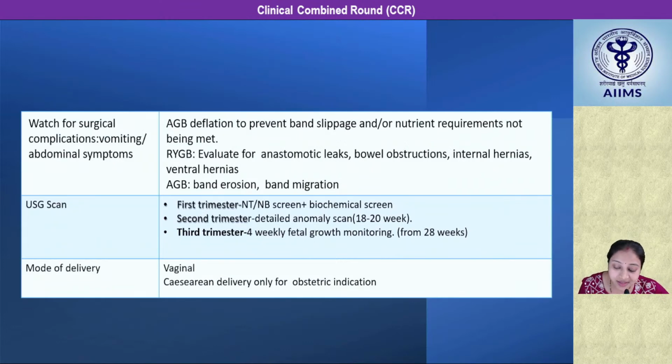Coming to ultrasound scans, first trimester NT and NB scan and biochemical screening is important. Second trimester, a detailed anomaly scan. And fetal growth surveillance starting from 28 weeks, every 4 weeks, should be done. Mode of delivery, vaginal and cesarean, done only for obstetric indications.